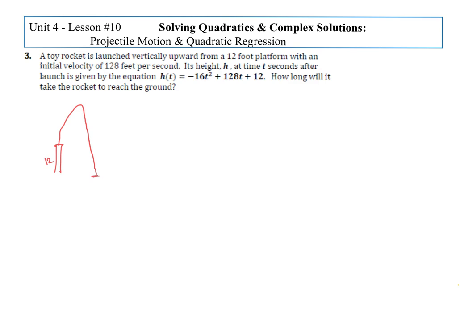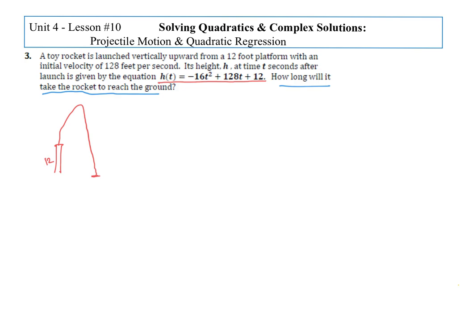The height h after time t seconds after launch is given by the equation h of t is equal to negative 16t squared plus 128t plus 12. How long will it take the rocket to reach the ground? So that's our question right here. Always go to the last sentence to know what it is that it's wanting you to find. How long will it take the rocket to reach the ground? So we're finding height, which is using this whole equation.